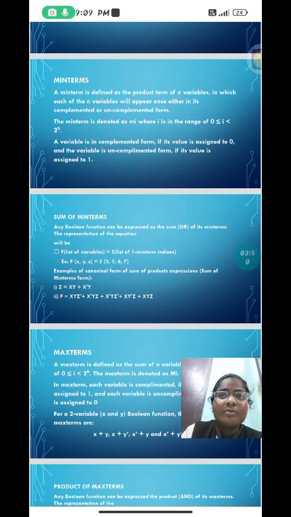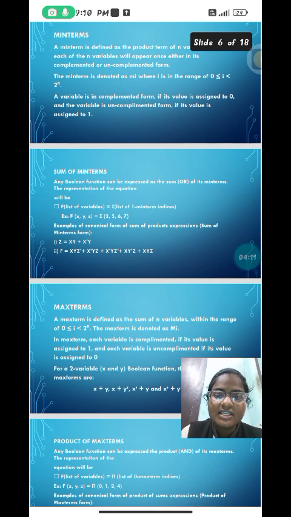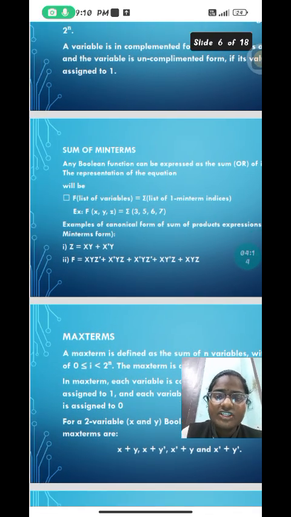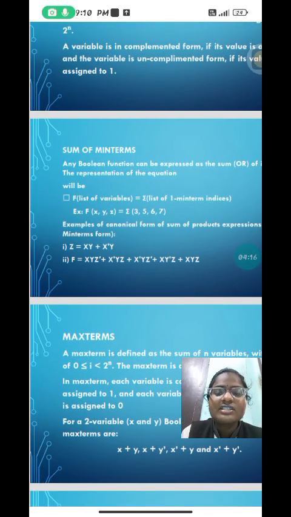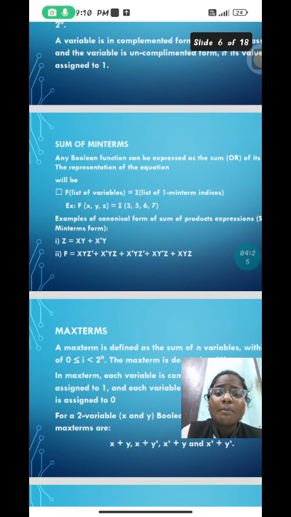The canonical form is again of two types. The first one is sum of minterms. Any Boolean function can be expressed as the sum of its minterms. The notation is f of the list of variables, x1, x2, x3 and so on up to xn, and the sum of minterms is represented by the summation of the list of 1 minterm indices.